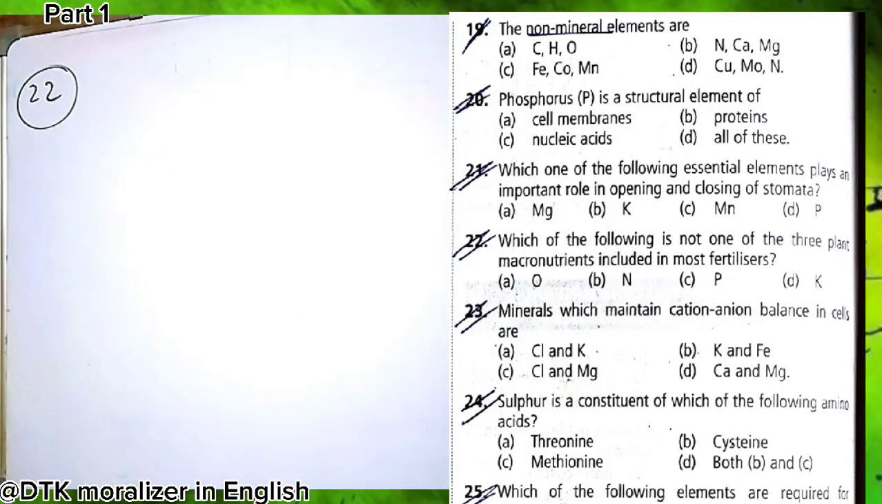Let me wipe this. Now question number 22. Which of the following is not one of the three plant macronutrients included in most fertilizers?